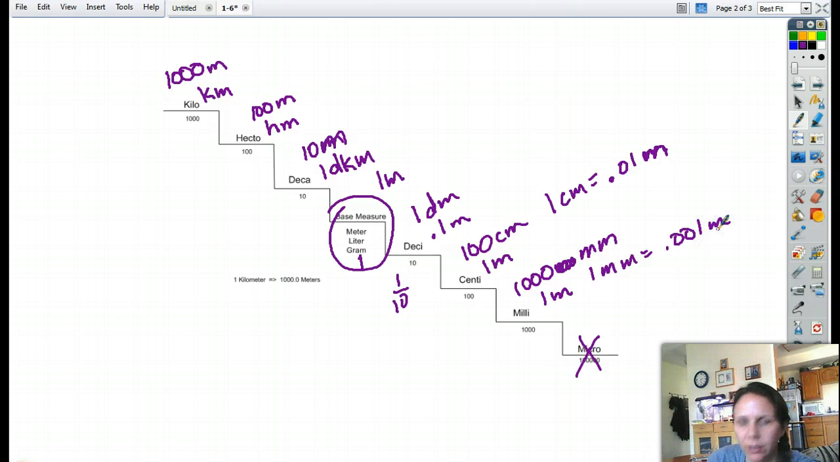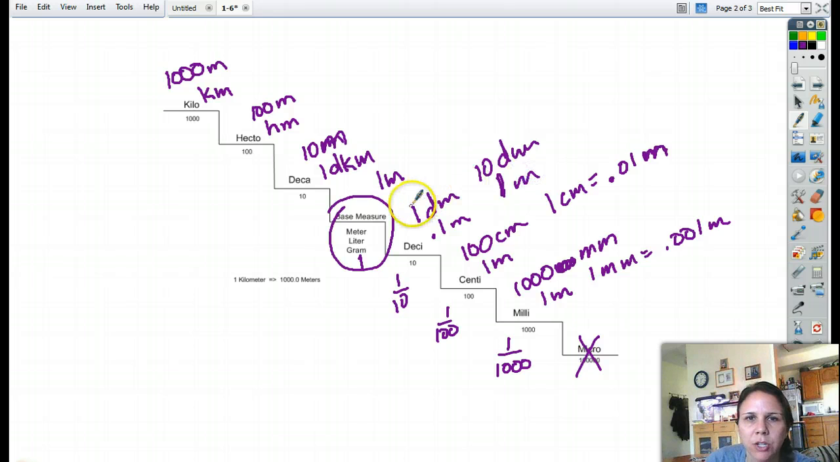Because since there's 1,000 millimeters in a meter, that's 1/1000th of a meter, just like centi is 1/100th of a meter. Okay? And so I didn't do something up here. So 10 decimeters would be the same as 1 meter. So 1 decimeter is 0.1 of a meter, or 10 decimeters would be 1 meter.